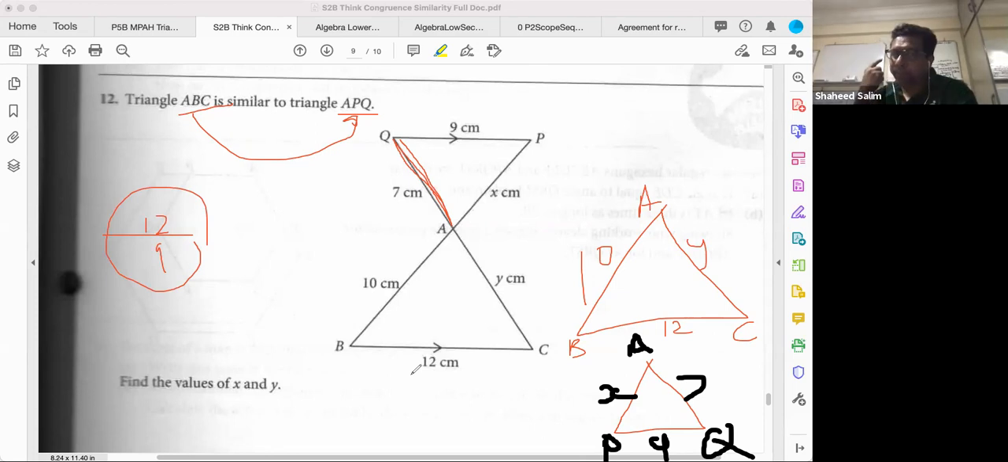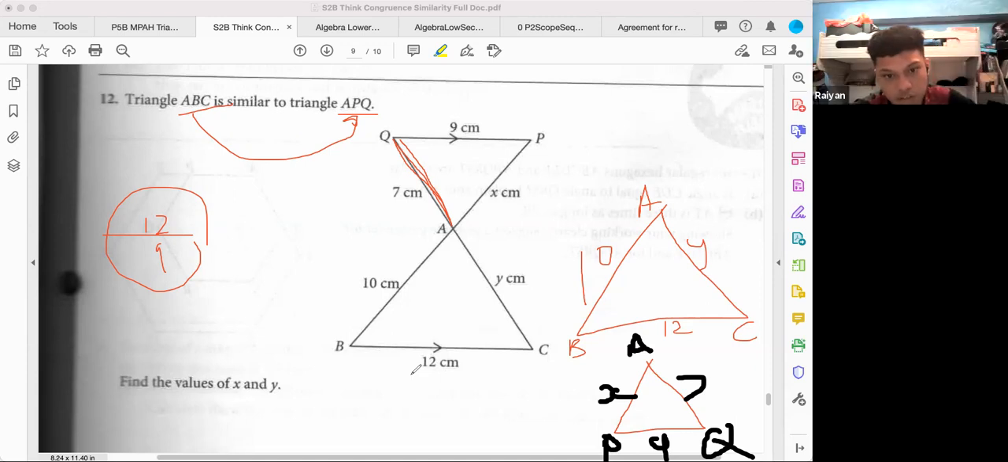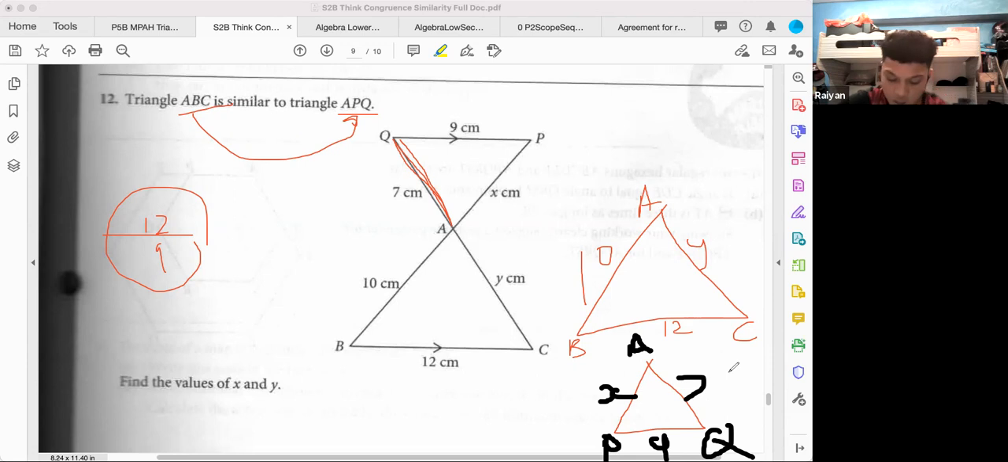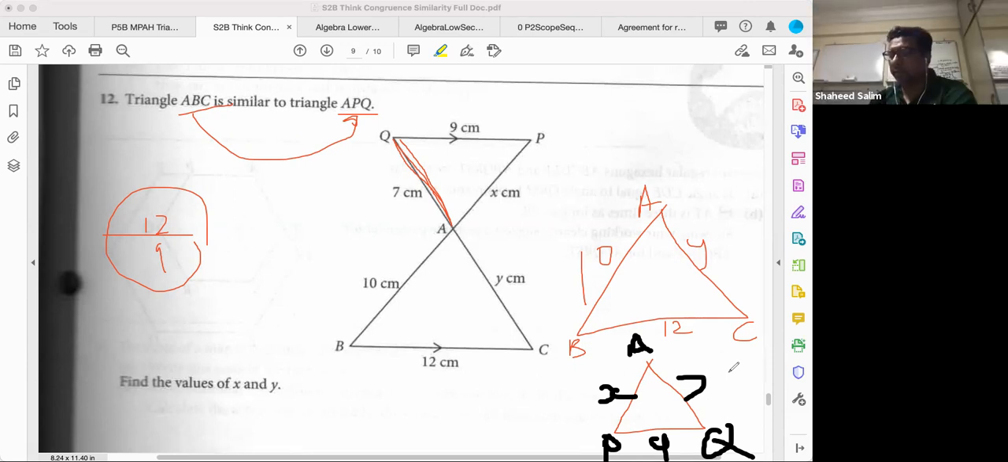Remember, you want to find bigger one, you got to times. You want to find smaller one, you got to divide. So y is connected to 7, right? Because you're going big. You want to find bigger one. Bigger, you must times. So I take 12 over 9 times by 7. Yes, well done.